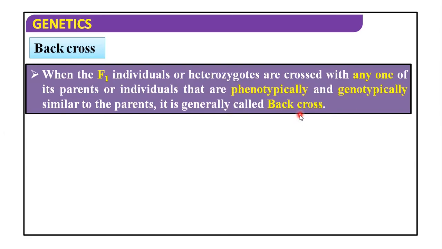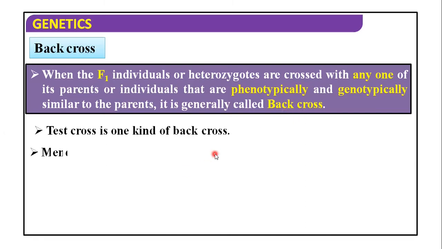In a monohybrid cross of pure tall and pure dwarf plant, all F1 hybrids are tall with the genotype capital T small t. So to verify their genotype, when they are crossed with recessive parent, the progeny will be 50% tall, 50% dwarf. A test cross is also known as back cross, but back cross is not necessarily a test cross. Now we see test cross is one kind of back cross.